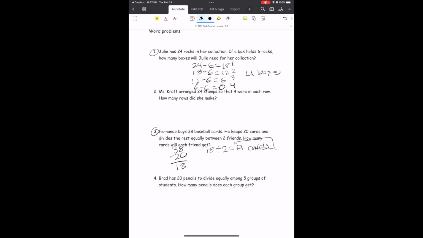And then finally, we could do number 4. Brad has 20 pencils to divide equally among 5 groups of students. How many pencils does each group get? Well, we just have to do 20 divided by 5, which is equal to 4.